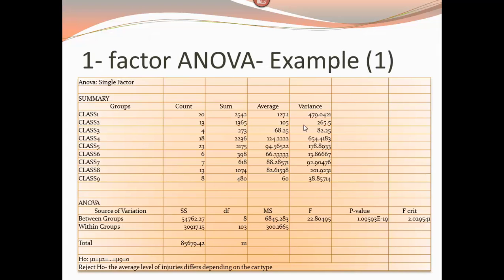And here's our output in Excel. And again, we're going to look at that p-value. Again, it's roughly equal to 0. So H0 was the average injuries are equal across the 9 classes. We're going to reject H0 and find that the average level of injuries is different across the 9 car classes, or does depend on the car class type.